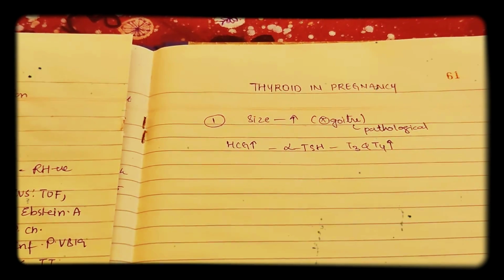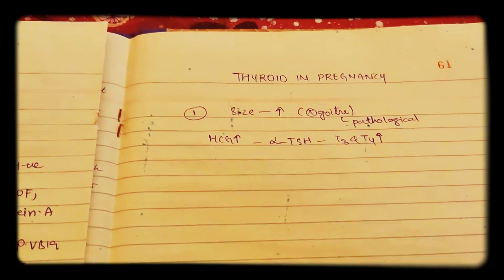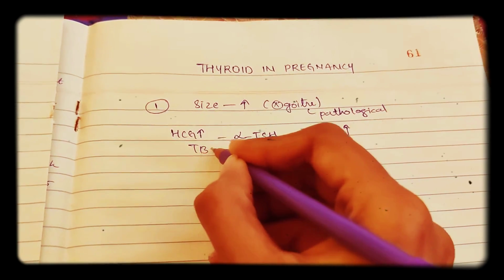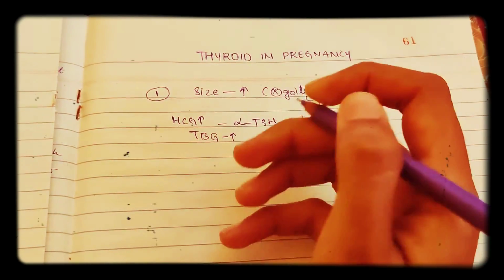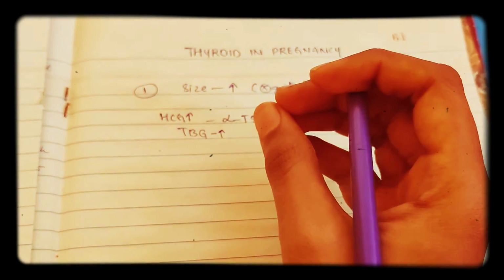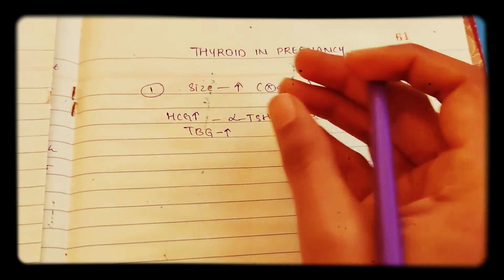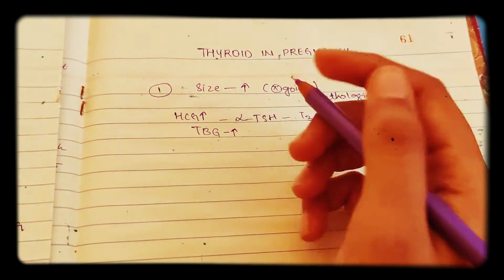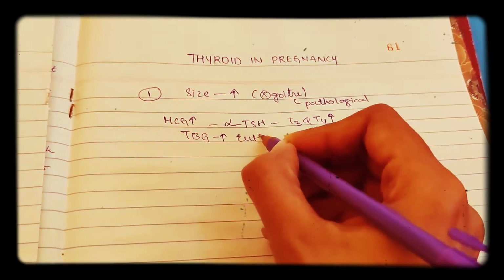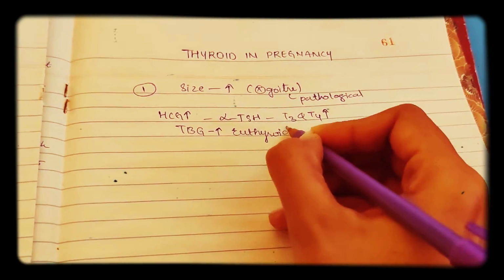Now coming to thyroid binding globulin. As T3 and T4 are increased, even the thyroid binding globulin levels are also increased. As these levels are increased, the free T3 and T4 are normal because they will bind with this, and hence euthyroid is seen during pregnancy. So euthyroid is seen in pregnancy.